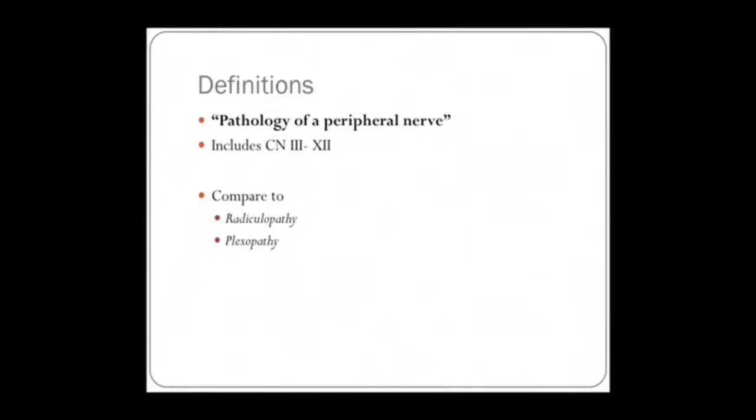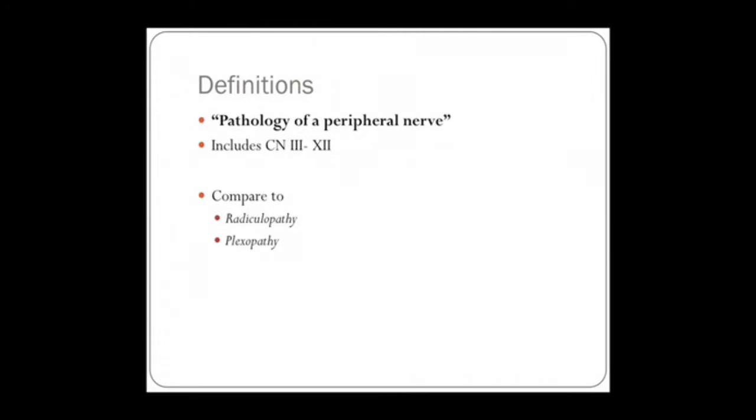Outline. So, what is a peripheral neuropathy? Well, it's pathology of the peripheral nerve. An important point to remember here is it's not just what we term the peripheral nerves. It includes the cranial nerves as well. So peripheral neuropathy can also affect particularly cranial nerves 3 to 12.